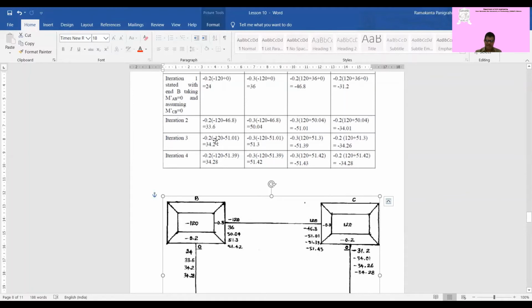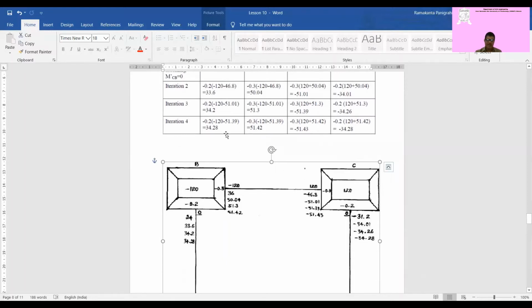Keep calculating this iteration till the values are close to each other. Now see 30.4, 34.28, 51.3, 51.42, 51.39, 51.43, 34.26, 30. So they are very close. Now we can stop. So we think 4-5 iterations must be completed. So now we'll find the final rotation contributions at different ends. 34.28 here. So these values are to be considered for the final moment calculation.